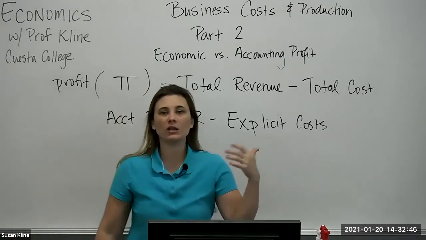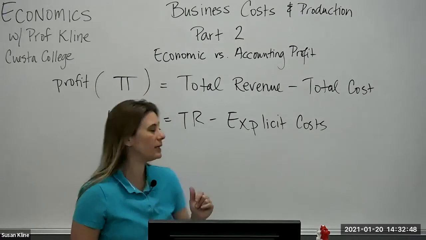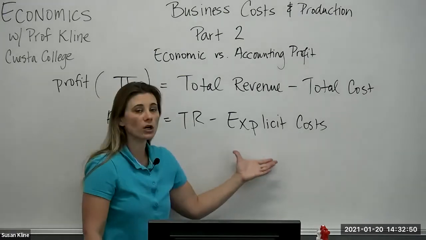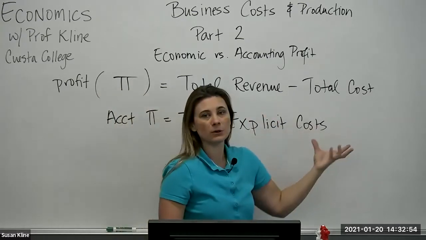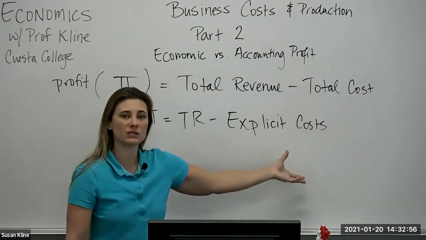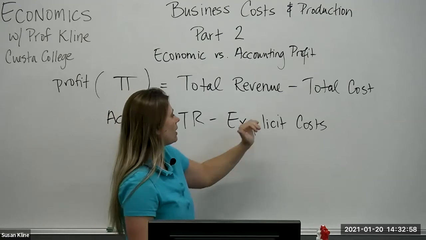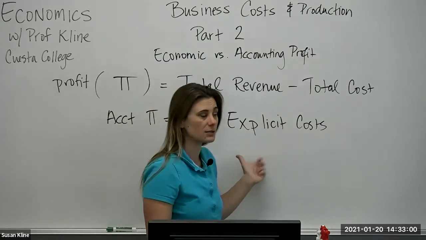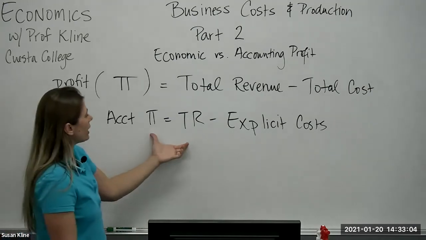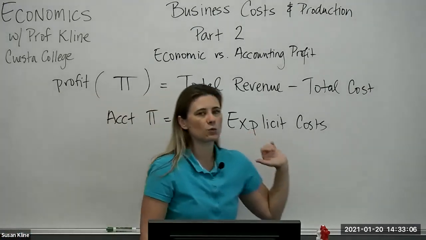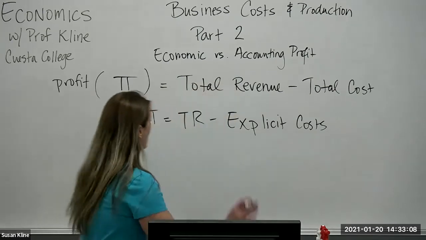So when you pay your electric bill for your company, when you pay your workers, when you pay any other ingredient input costs, when you actually write a check and there is a receipt and there is proof that you have paid this bill, that is an explicit cost, right? And so accountants are really only looking at what is your total revenue minus what went out the door, right?